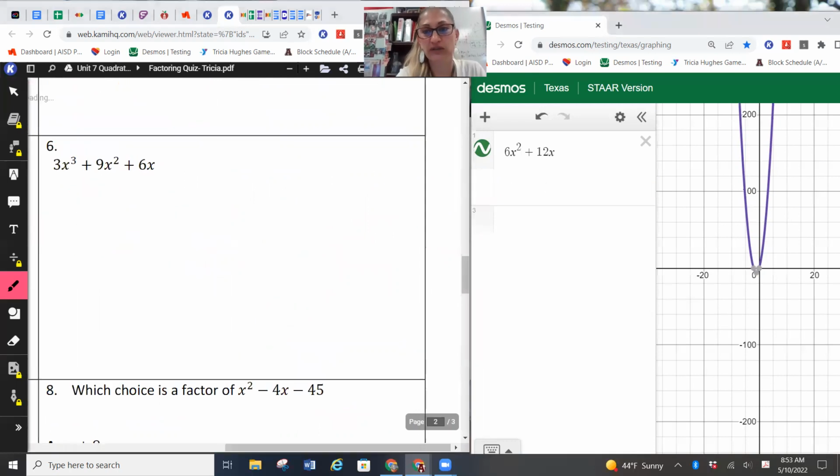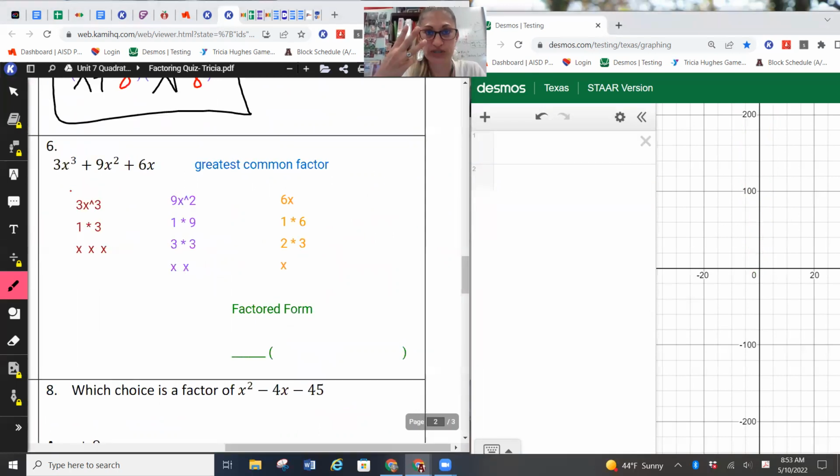Okay, number 6, the only difference in number 6 is it has 3 terms. It's a trinomial and not 2 terms. So I went ahead and got the 3 colors. I'm looking for the one number that all 3 colors have in common. It's the greatest number. So in the maroon, the greatest number between 1 and 3 is 3. So if the other 2 colors have a 3, then 3 is part of my GCF. And that's true. There's a 3, there's a 3, and there's a 3.